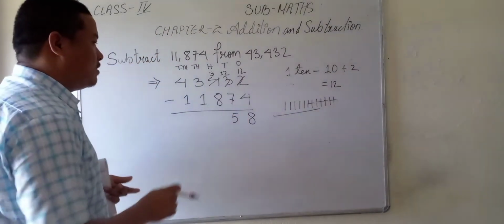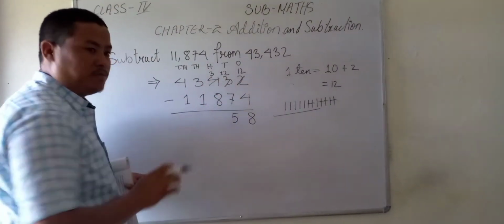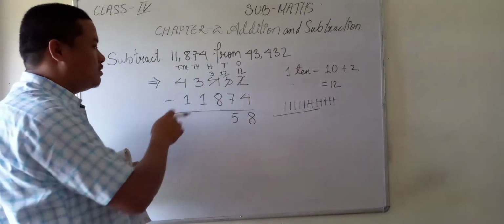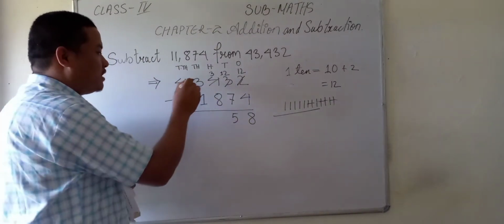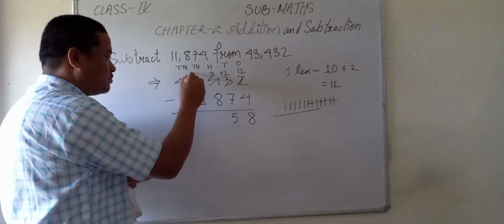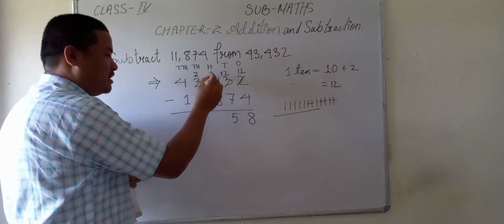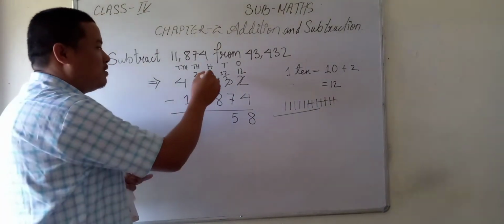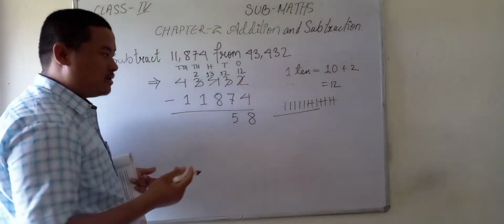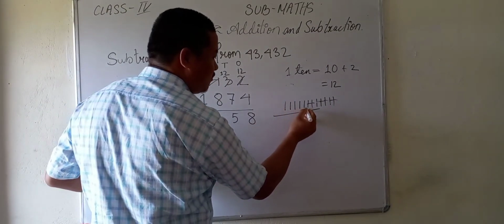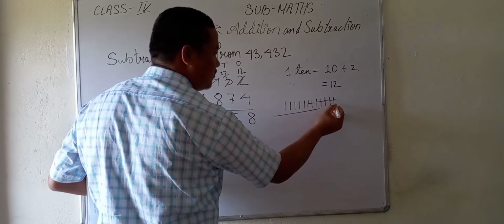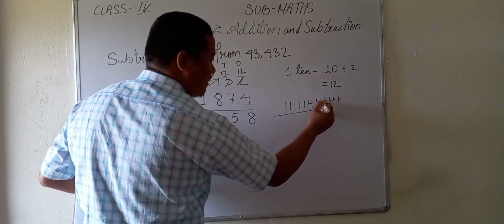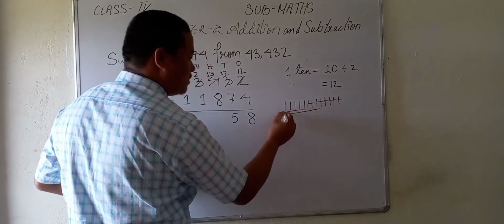Okay, 5. Now 3 minus 8. 8 is bigger than 3, so we can't minus. So we'll take 10 from 3. When we take 10 from 3, 3 becomes 2. And this 3 becomes 13, because 10 plus 3 is 13. Now from 13 we have to take out 8. 1, 2, 3, 4, 5, 6, 7, 8. How much remain? 5.